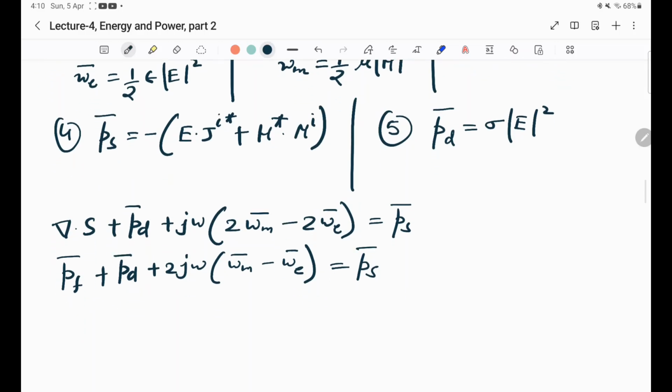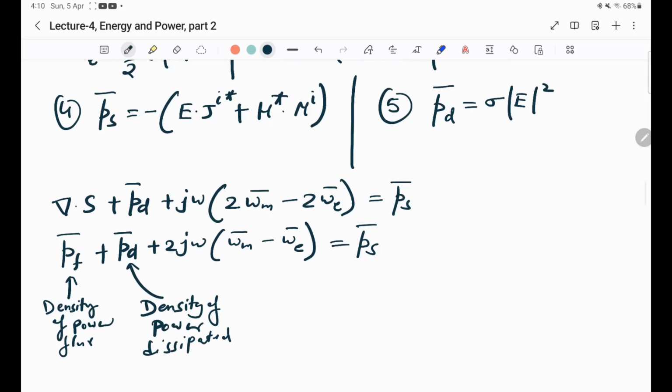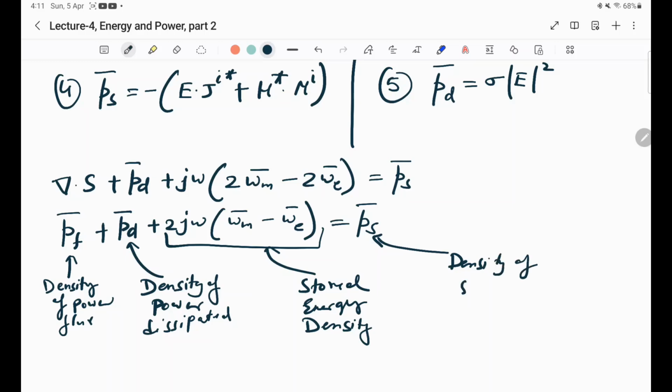So here if you notice, this is density of power flux. This is density of power dissipated, and this is stored energy density, and this is density of supplied power.